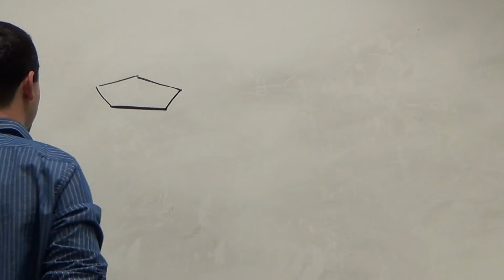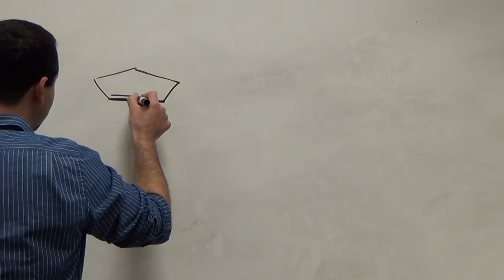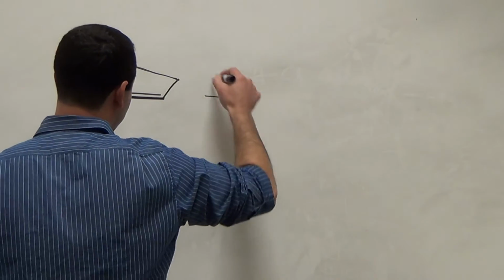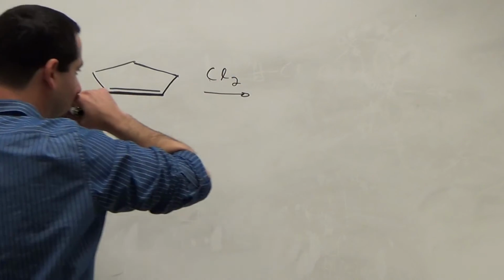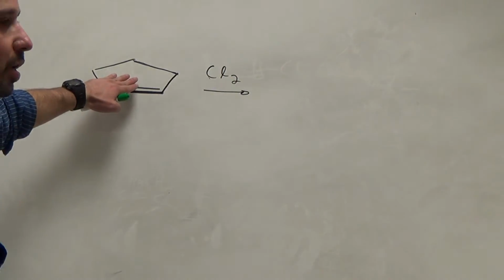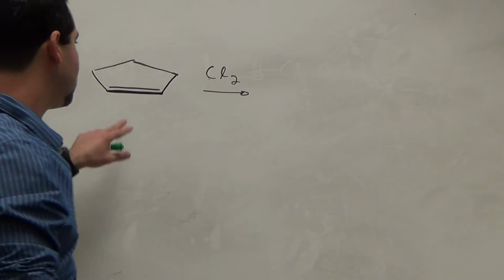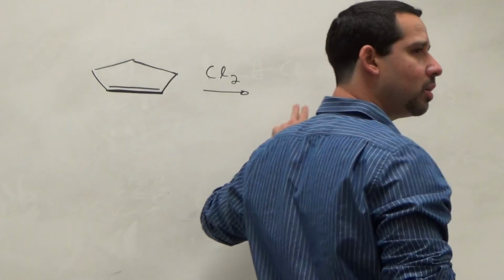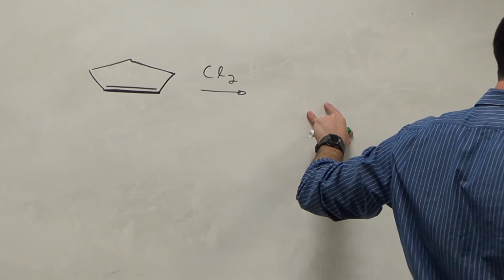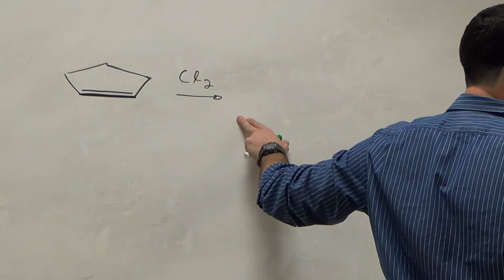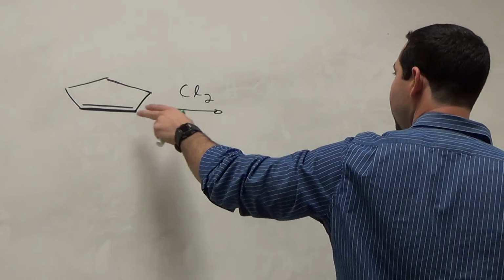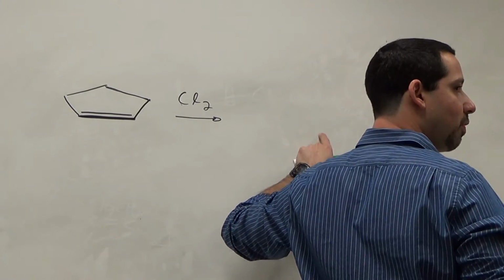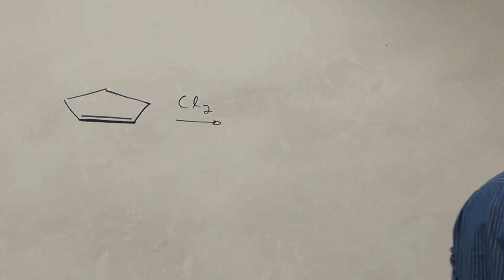Drawing that form, you'll see there the intermediate. So draw the what? What's the intermediate? Chlorinium. Draw the chlorinium ion intermediate, and then show the attack from one side and show the attack from the other side.